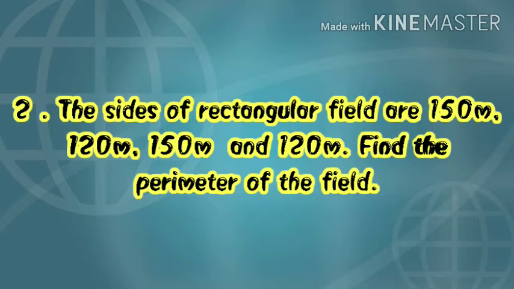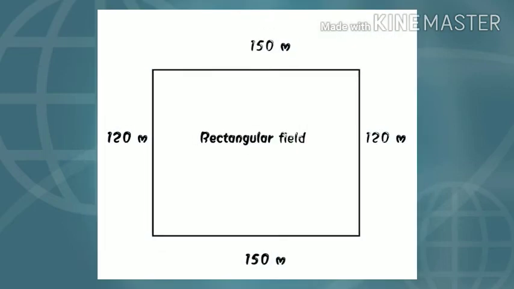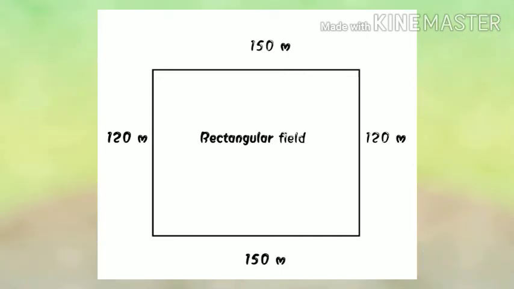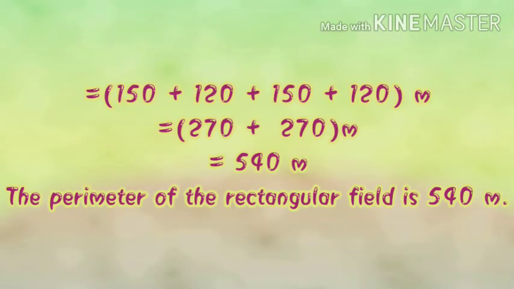Now students, solve the exercise. The perimeter of the rectangular field is the sum of the lengths of its 4 sides, which is equal to 150 plus 120 plus 150 plus 120 meters, which is equal to 270 plus 270 meters, which is equal to 540 meters. The perimeter of the rectangular field is 540 meters.